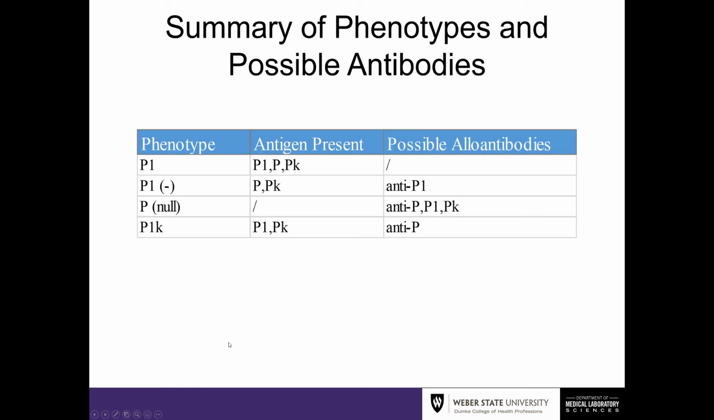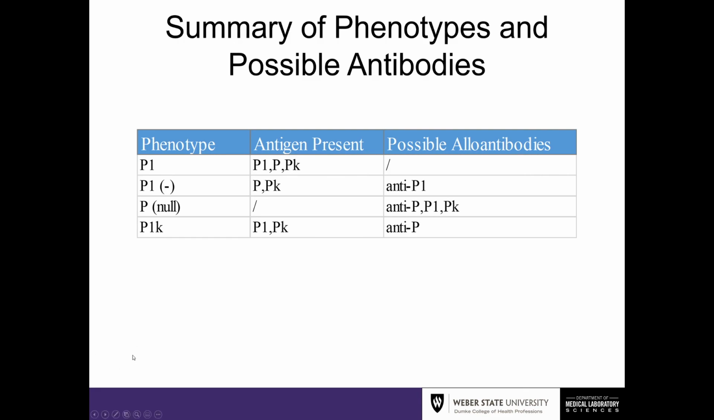I also want to kind of just review some of the antigens and possible antibodies. I know Catie already went over some of them, but I just kind of want to retouch on some of them. For example, if you were just the P1 phenotype, then you're going to have the P1, P, and Pk antigens present with no possible allo-antibodies belonging to the P blood group. If you are P2, you're going to have the P and Pk antigens present. You will also be having the anti-P1 allo-antibodies.